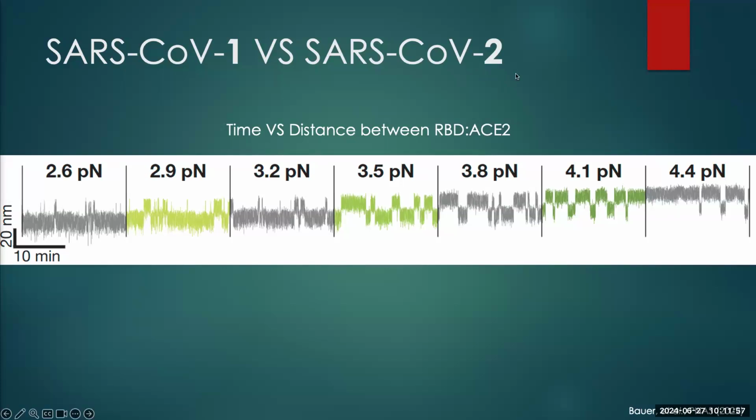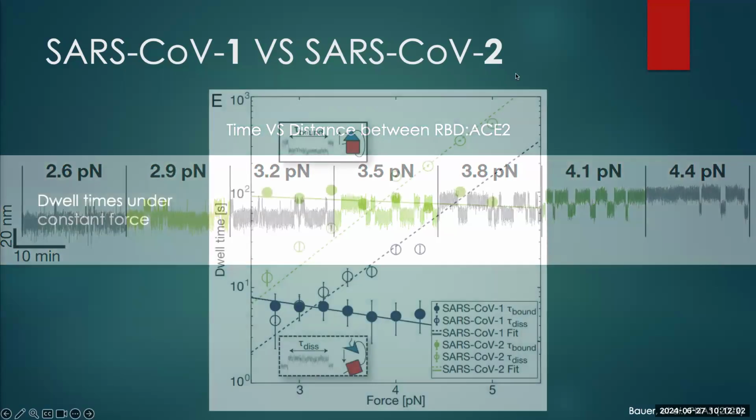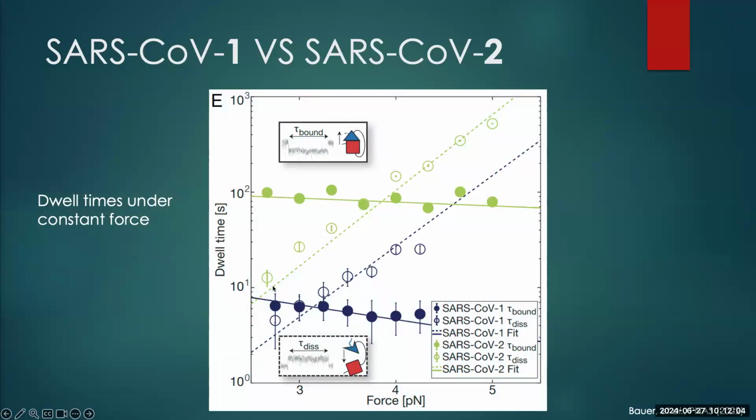comparing SARS-CoV-2 and SARS-CoV-1. So experimentally, when you compare SARS-CoV-2 and CoV-1, one interesting thing that happens is, you know, that CoV-1 here is in blue and CoV-2 is in green. So the first thing you know is that under the same forces, SARS-CoV-2 evolved to be more mechanoresilient. That means that under the same forces, CoV-2 stays bound to ACE2, to the molecular target, for longer. Something happened during evolution that made it more resilient to external forces.